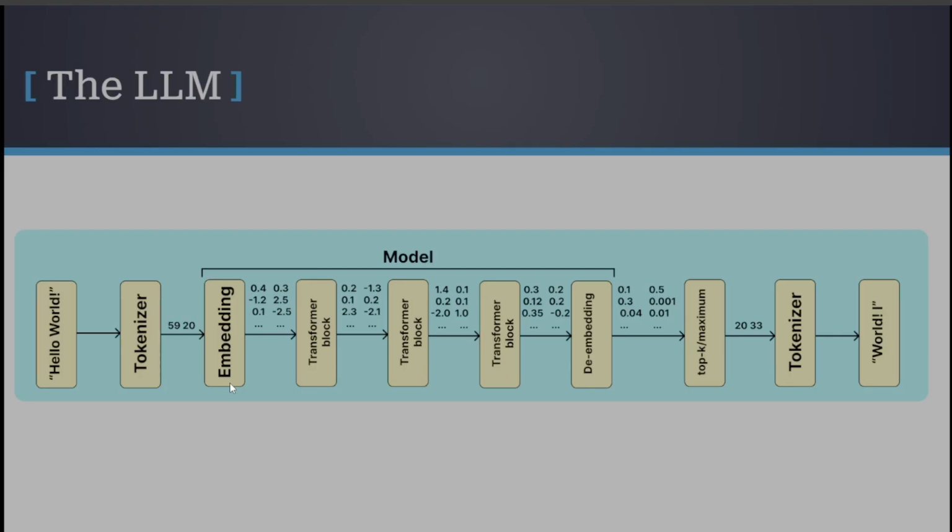Then these numbers go through an embedding layer, which basically maps each of these numbers to a series of other numbers. So for example, here it mapped 59 to 0.4, minus 1.2, 0.1, and so on. And it mapped 20 to 0.3, 2.5, minus 2.5, and so on.